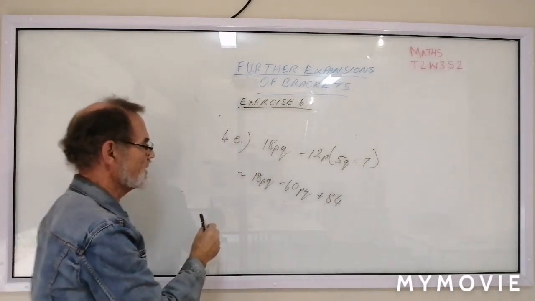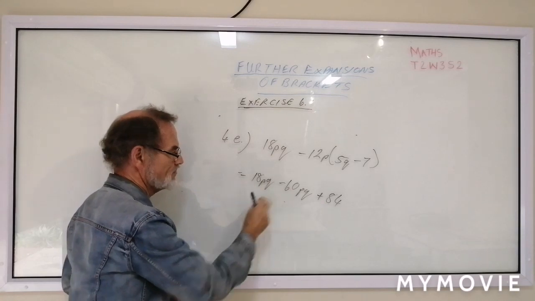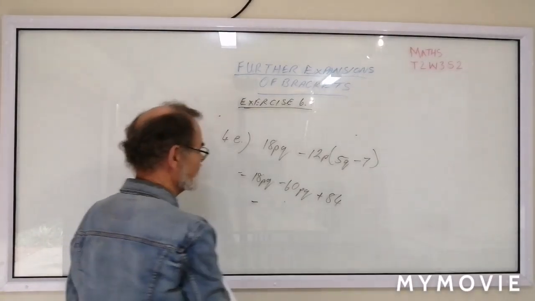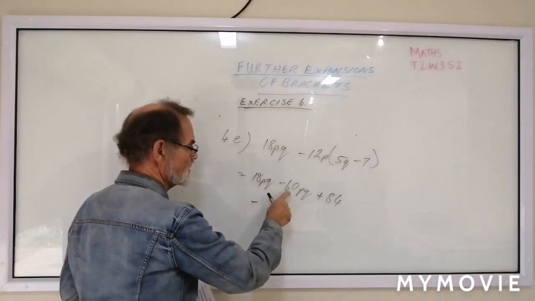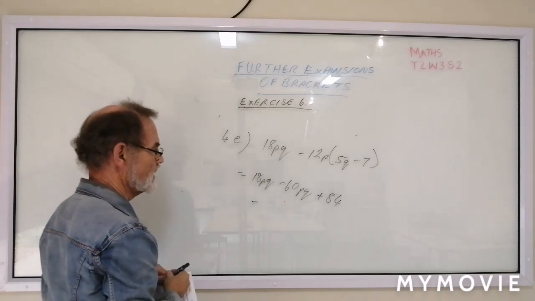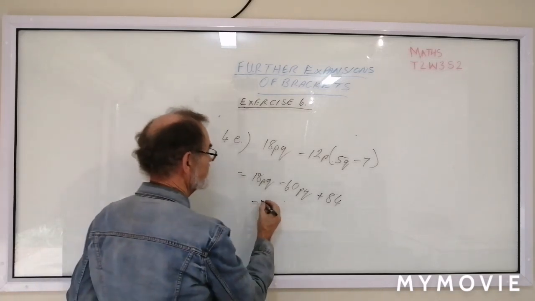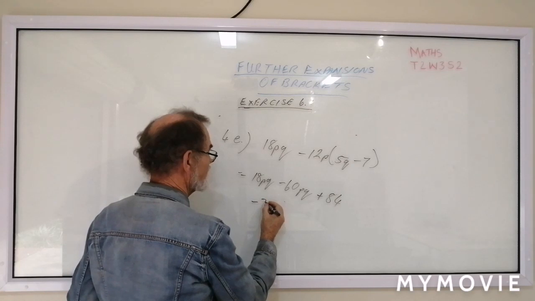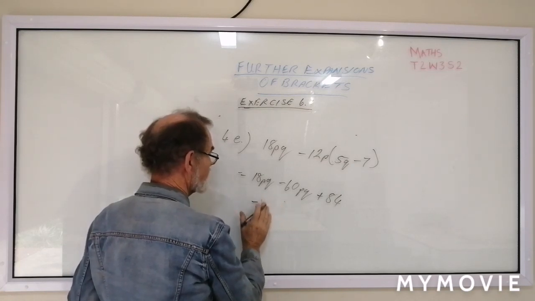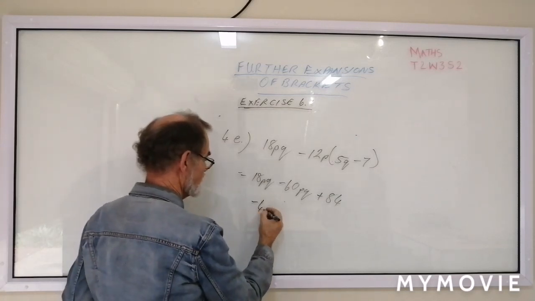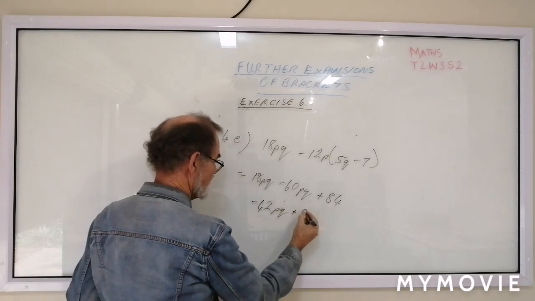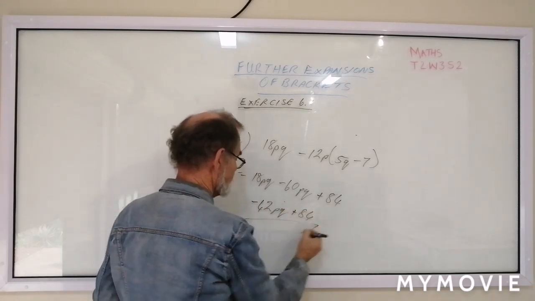Now we can add the like terms. 18 minus 60 is going to be minus because that is the biggest number, and it's going to be, no, 42. Minus 42pq plus 84. And there's your answer.